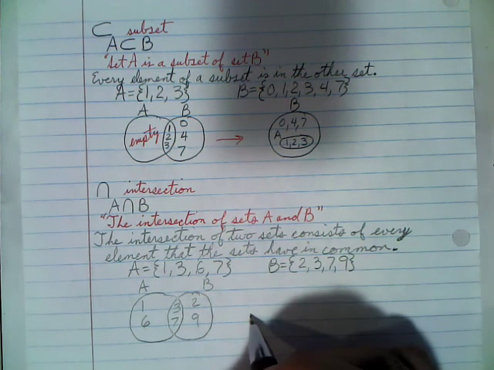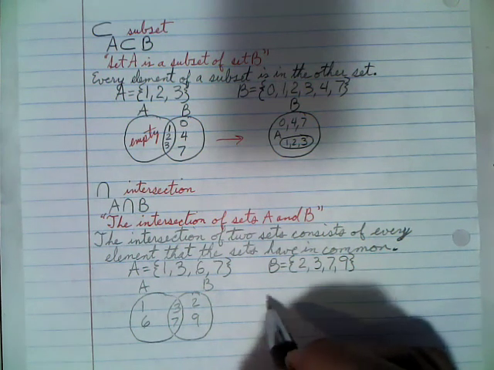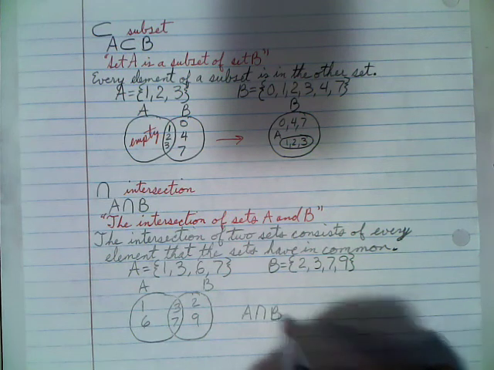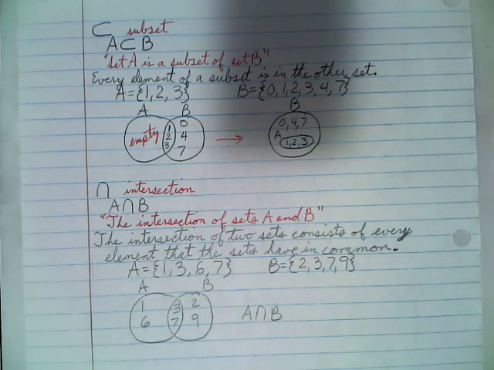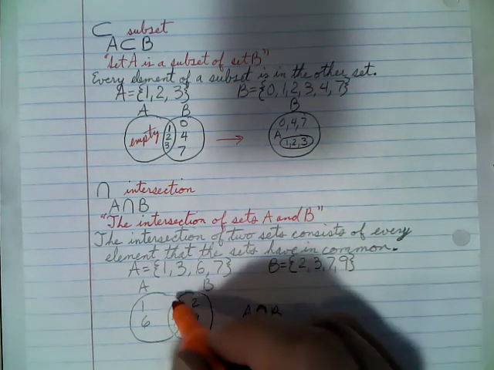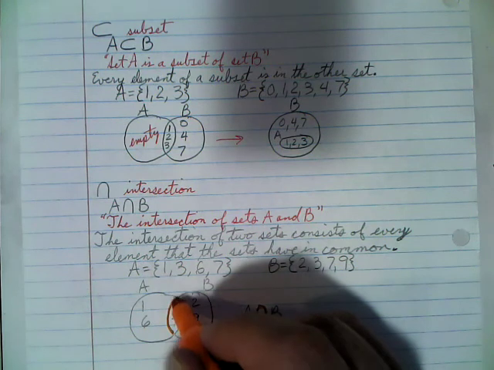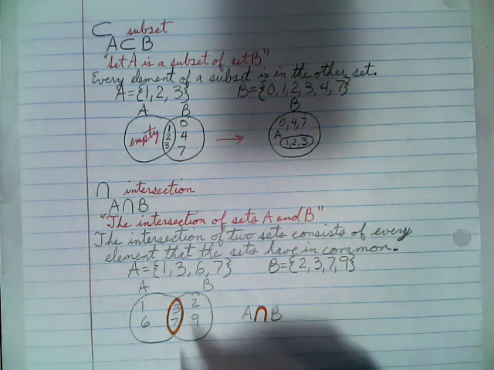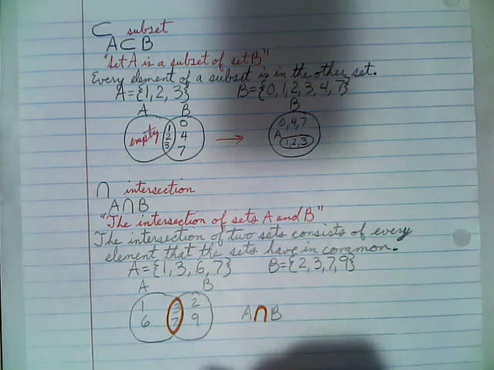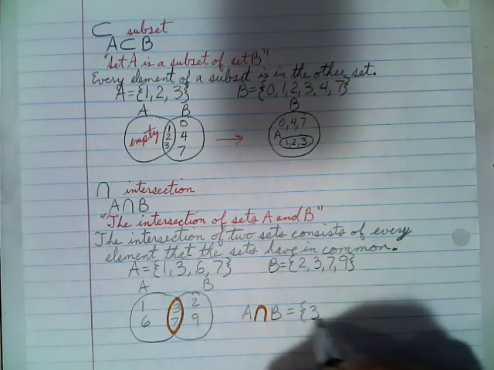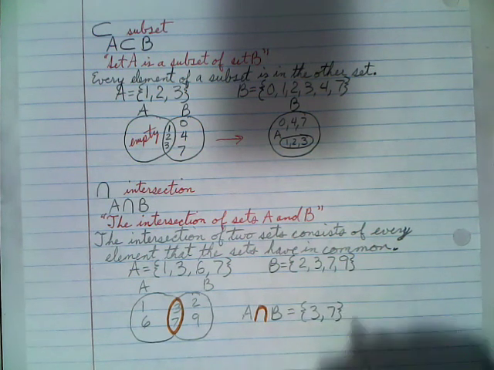So when I write A intersect B, or the intersection of A and B, if you grab your orange highlighter here, by saying the intersection, we are only talking about what they have in common. So in a Venn diagram, it would be only this stuff that they both have. So the intersection of A and B here would be 3 and 7.